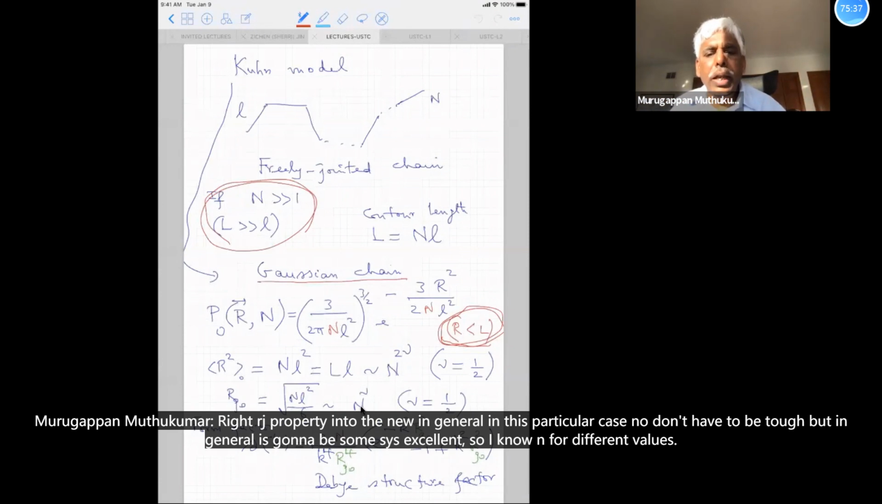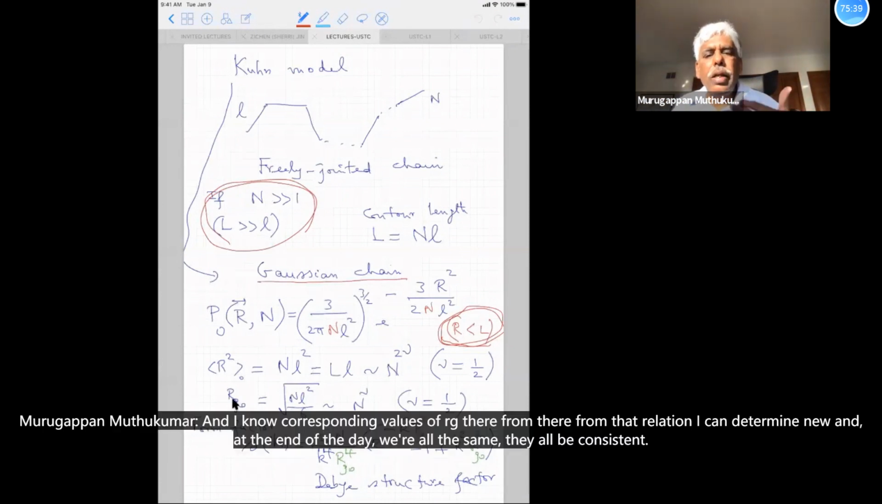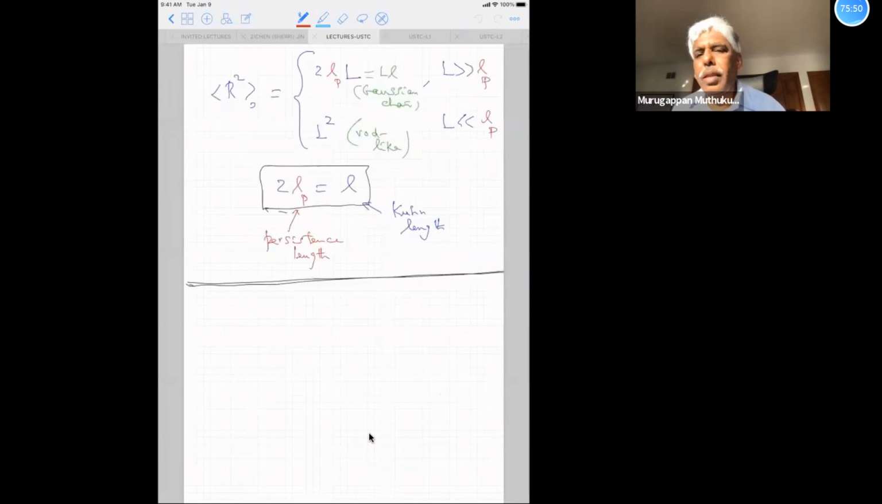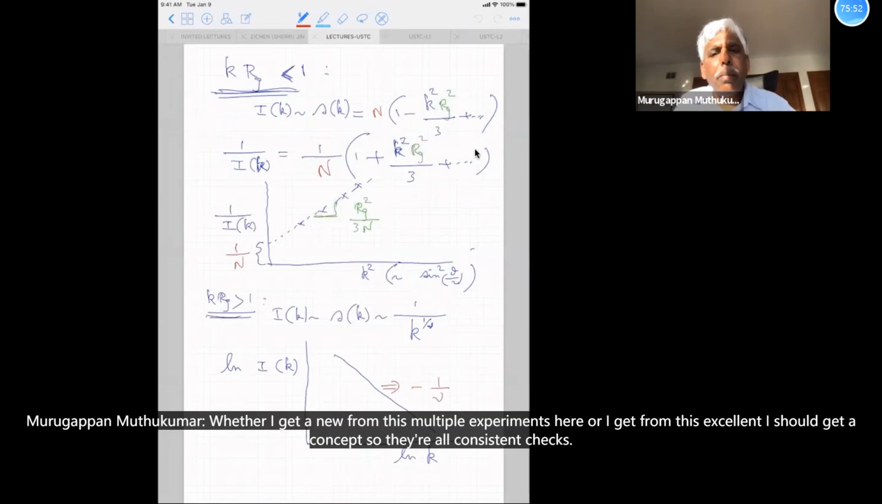So I know n for different values, and I know the corresponding values of Rg. Then from that relation, I can determine nu. And at the end of the day, when we do all these things, they'll all be consistent. Whether I get nu from these multiple experiments here, or from this experiment, I should get the same answer. So they're all consistency checks, right?